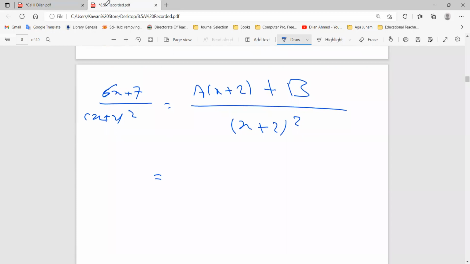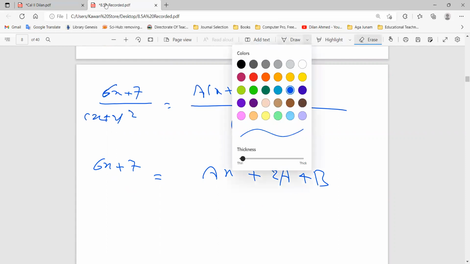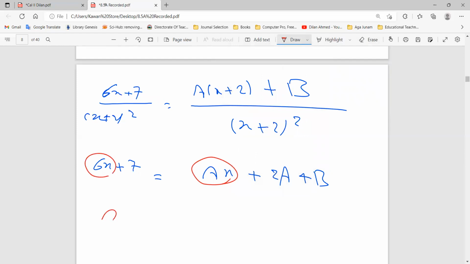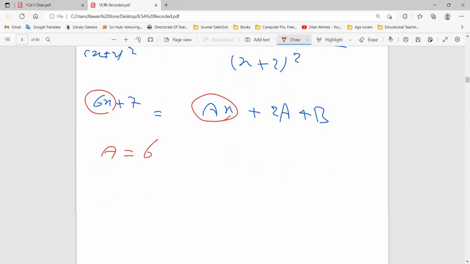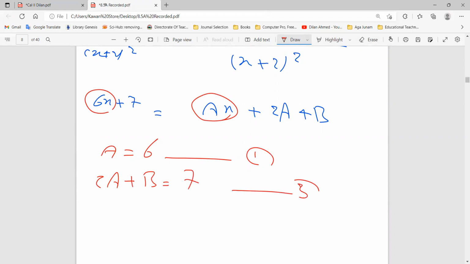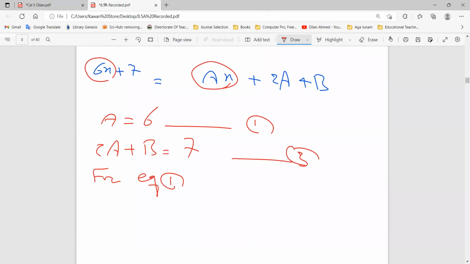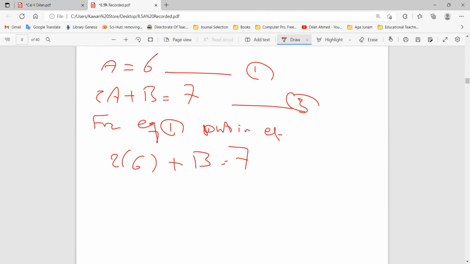Now, I will get what? Ax plus 2A plus B equal to 6x plus 7. And the denominators, I'm going to cancel, you know why. It's time to compare. Compare x with x. So A is equal to what? 6. That one is easy. And B equal to what? So 2A, I mean equation number 1, 2A plus B equals 7. From the first equation, 2 multiplied by 6 plus B equals 7. So B is equal to what? Minus 5. Am I right? 12 minus 7 is equal to minus 5.